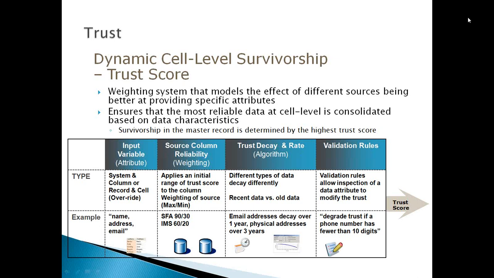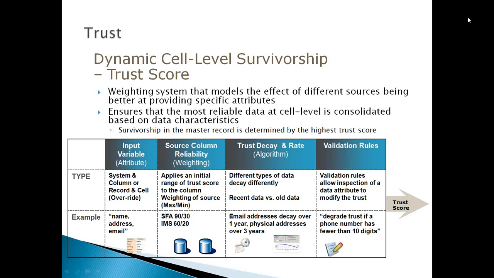Suppose now source 1 is giving me a phone number which is a 9-digit number, and source 2 is giving me a 10-digit number. What will MDM think? It will think that source 1 has a trust score of 90, so the value will be correct. It will try to promote the 9-digit phone number into the master record, which is not correct. That is what we handle using a validation rule. In the validation rule, we check whether the phone number is less than 10 digits. We found that yes, it is, so we downgrade the trust, for example by 50%.